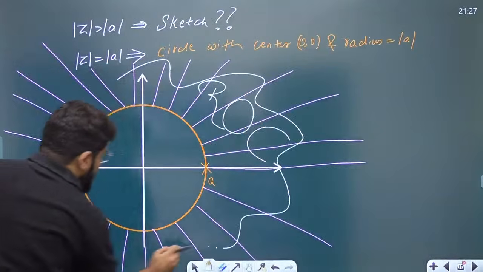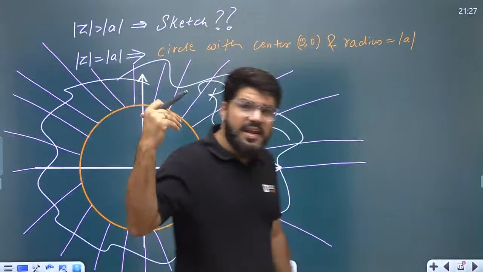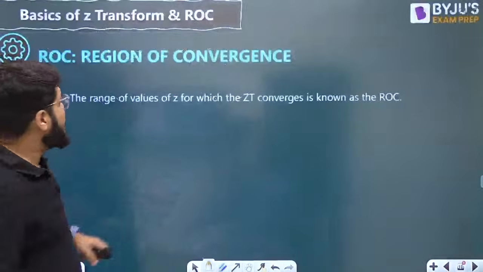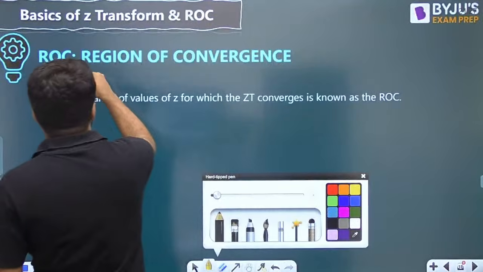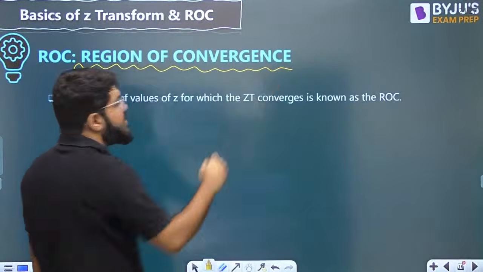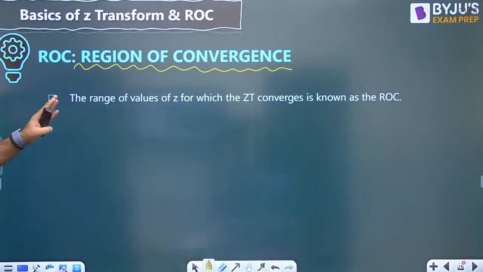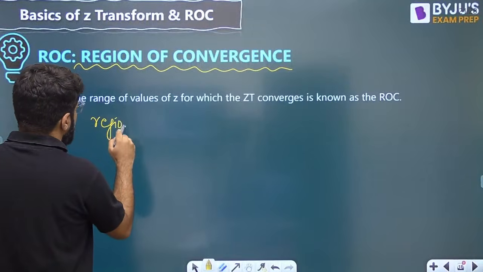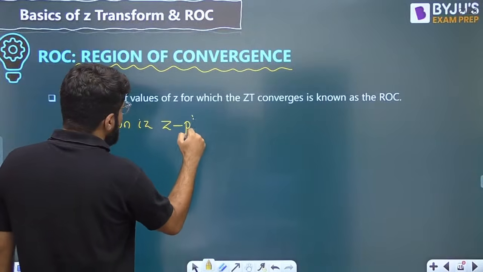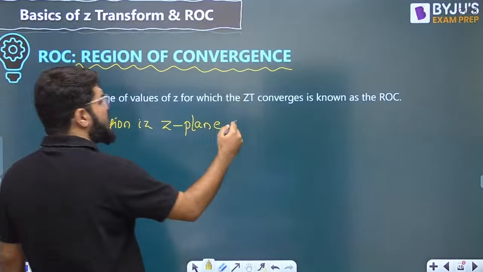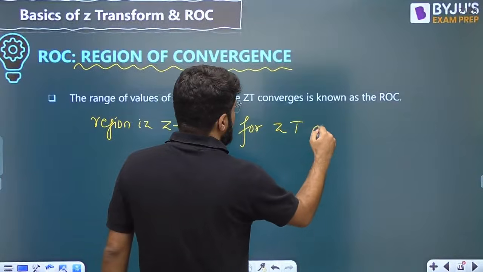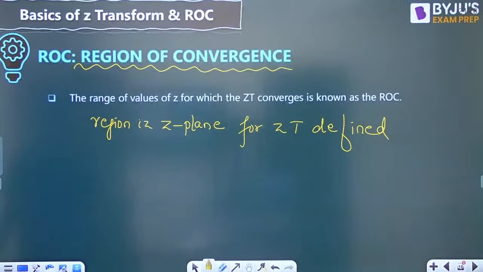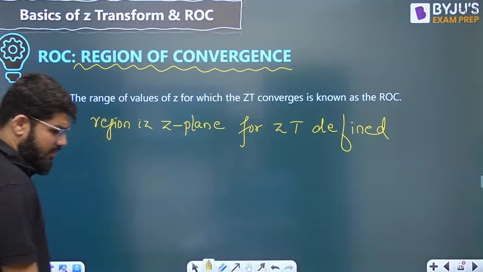So there is a certain region in the Z plane for which the Z transform of the given function is defined. Otherwise, the Z transform is not defined, and we technically call it ROC, that is known as the region of convergence, which is the range of values of Z. You can also say, region in the Z plane, the complex plane for which the Z transform is defined, converges, is known as the region of convergence.